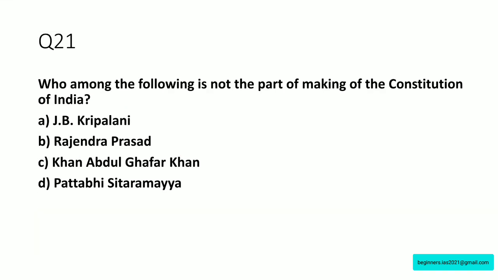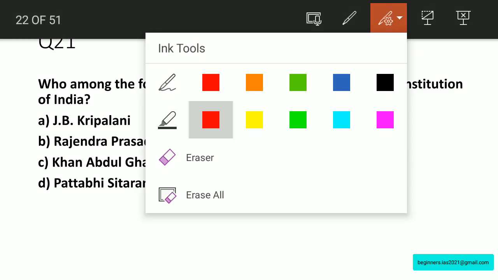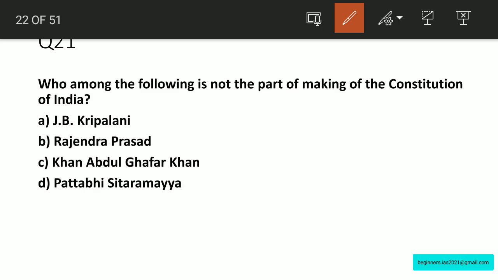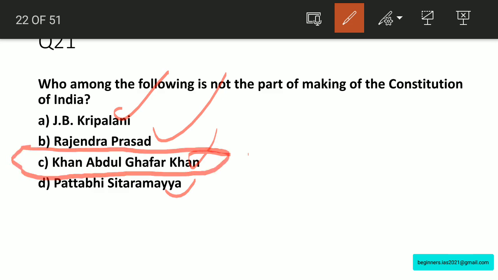Let us move on with question number 21. Who among the following was not part of the making of the Constitution of India? See, this is straightforward. If you have studied Indian polity, then it is a straightforward answer. J.B. Kripalani, yes. Rajendra Prasad, yes. And what about Pattabhi Sitaramayya? He was also present. Therefore, Khan Abdul Ghaffar Khan is not present. Therefore, the answer for question 21 is C only. He is the person not present.